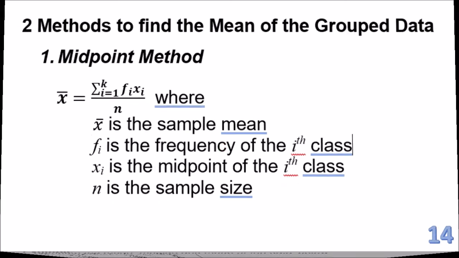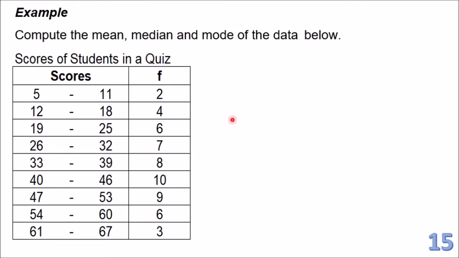So now let's go to the example para mas makita natin. So ito na, we have here the data. Scores of the students in a quiz. So compute the mean, median, and mode of the data below. This one. So ito yung ating classes. So group na siya, 5 to 11, 12 to 18, 19 to 25. So, ito yung ating frequency. Usually, ito yung given class. Given ito siya.